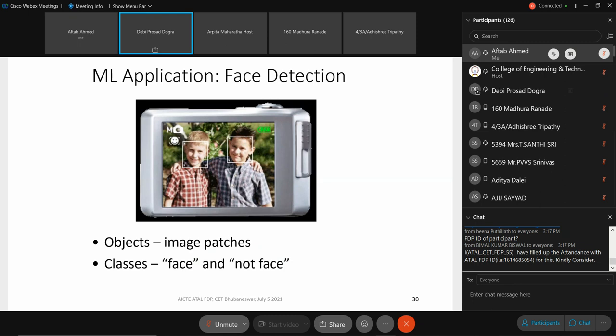Face detection is one of the ML applications. What are the objects here? Objects are nothing but image patches, like those rectangular, square patches which are shown. Now, what are the labels or classes I was talking about? The label can be face, non-face. It can be a car. It can be a cow. It can be anything. So those are the labels.